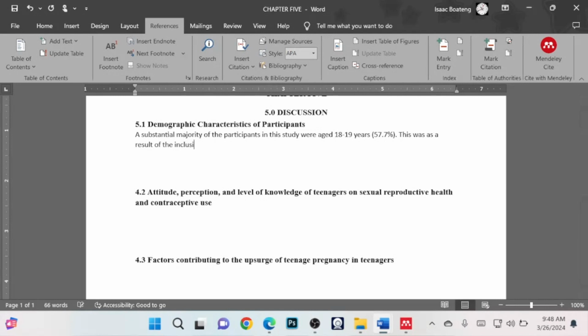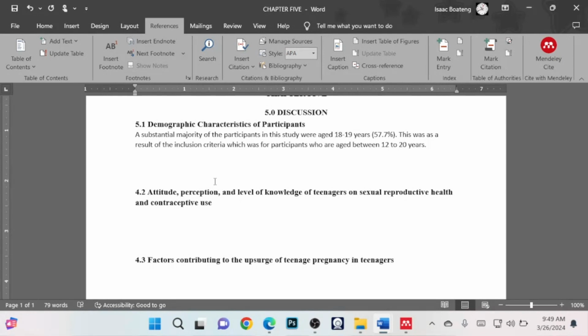So I'm trying to explain why there is a higher number of adolescents or people aged between this. So as a result of the inclusion criteria, which was for participants who are aged between, then I'm just using an example, maybe between 12 to 20 years. Now this is still not the major reason why I'm getting this higher number.